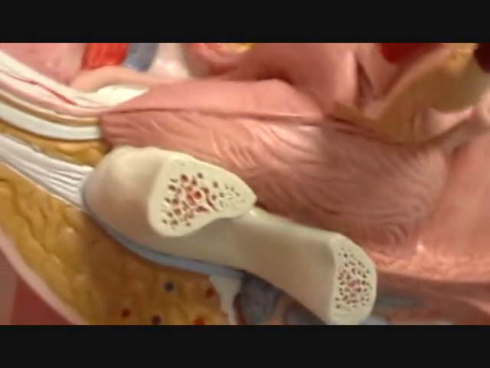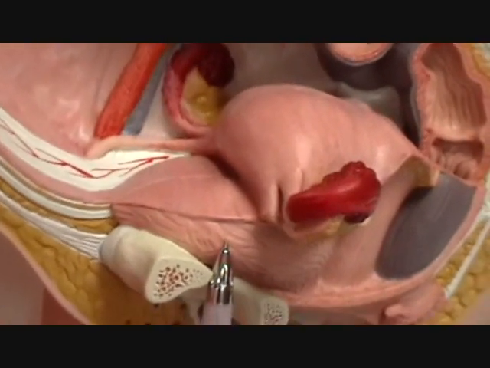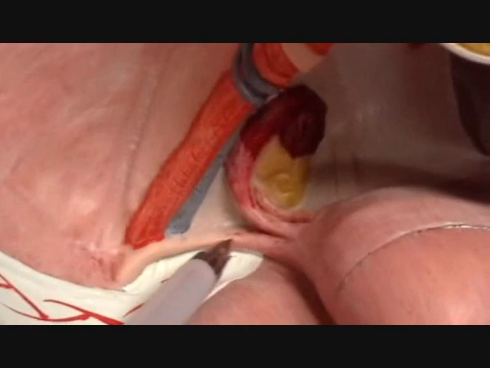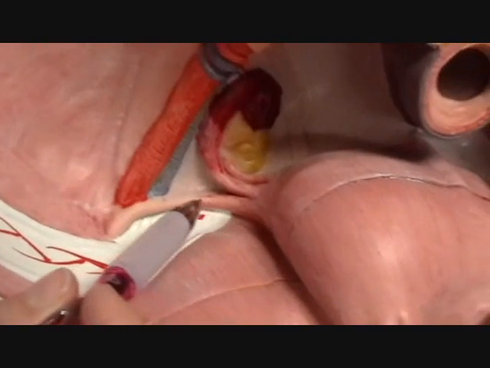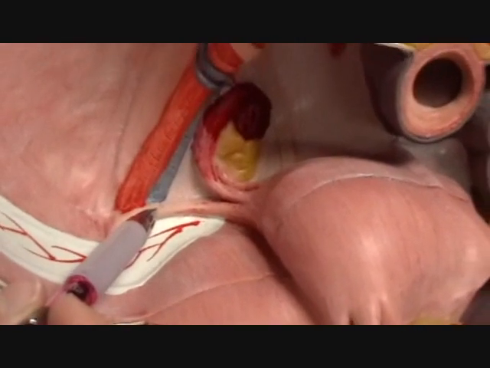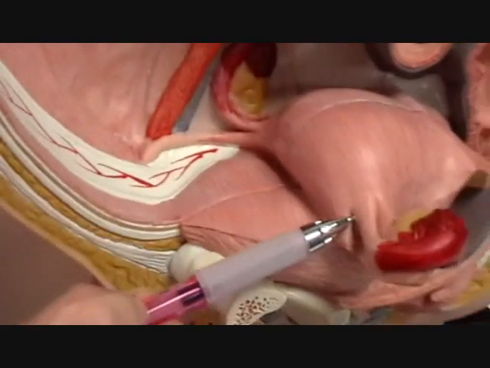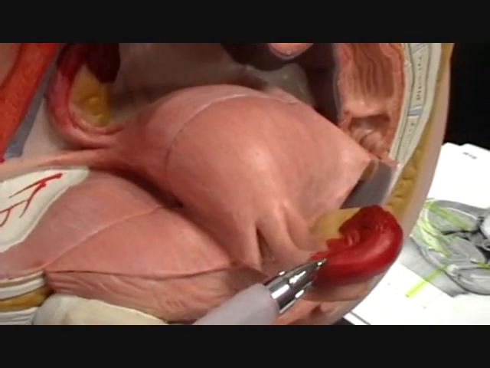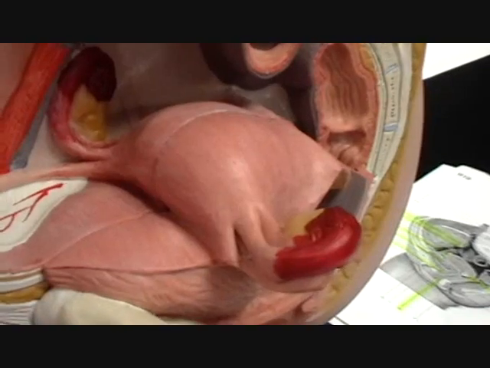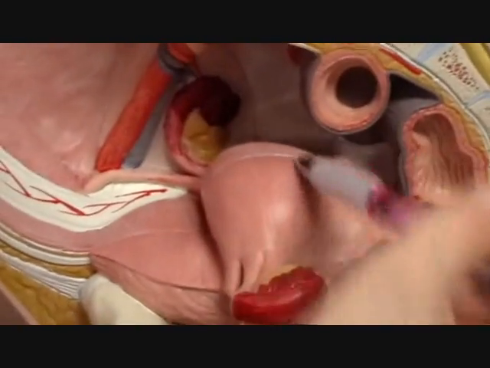The bladder, this is it from the outside. The round ligament of the uterus is here. This is the only place that he'll point to, the round ligament of the uterus. The ovarian canal, which is also called the fallopian tube, is right here. The uterus, right here, this structure here.